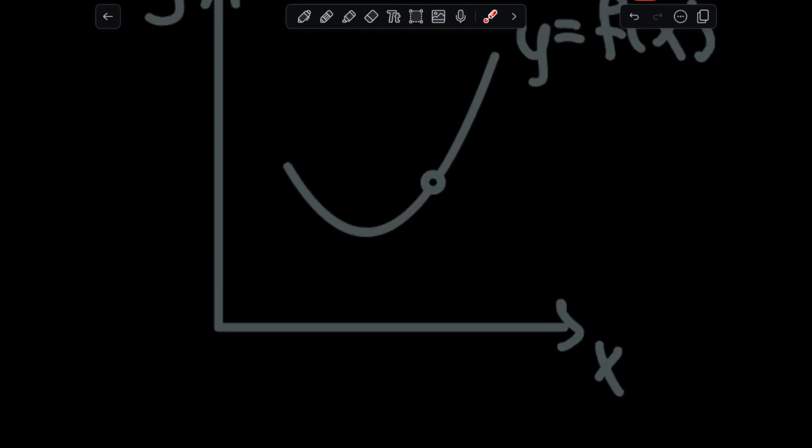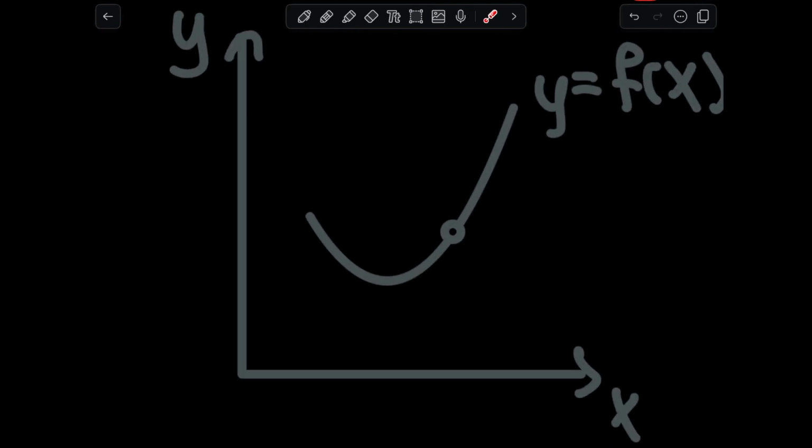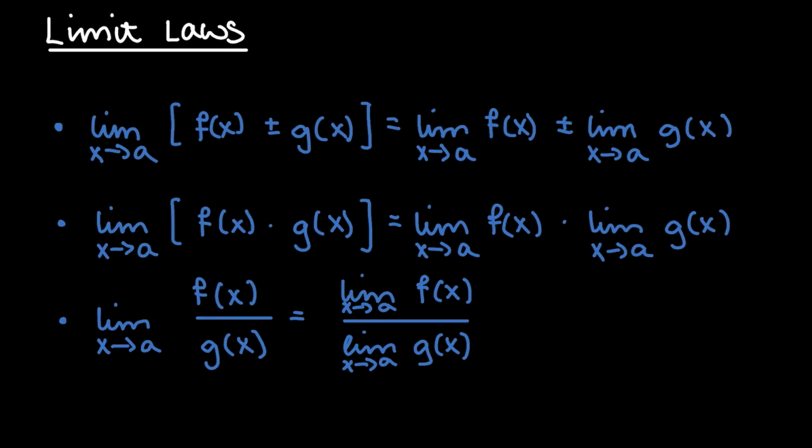Now, on a graph, x tending to a plus would be this region over here, so slightly to the right of our point of interest, and then x tending to a minus would be this region here, and that would be slightly to the left of our point of interest. So the first three laws that we will be looking at are the following.